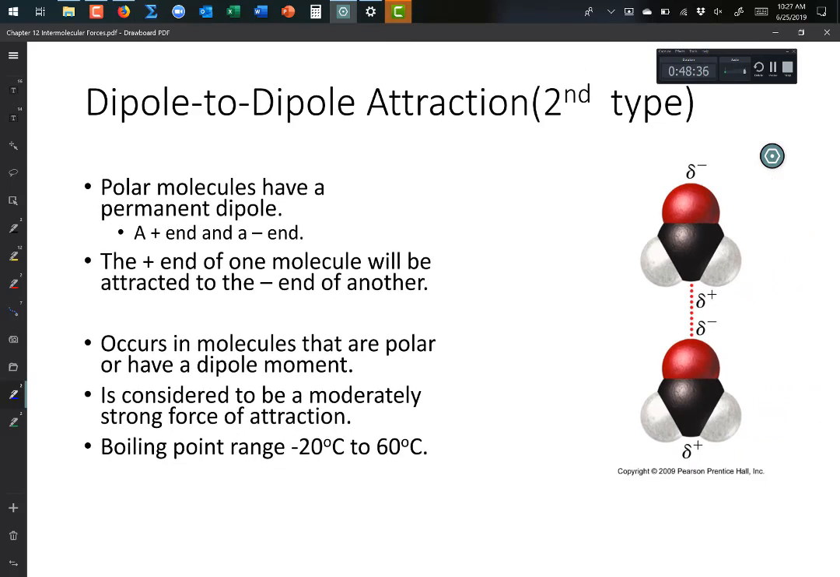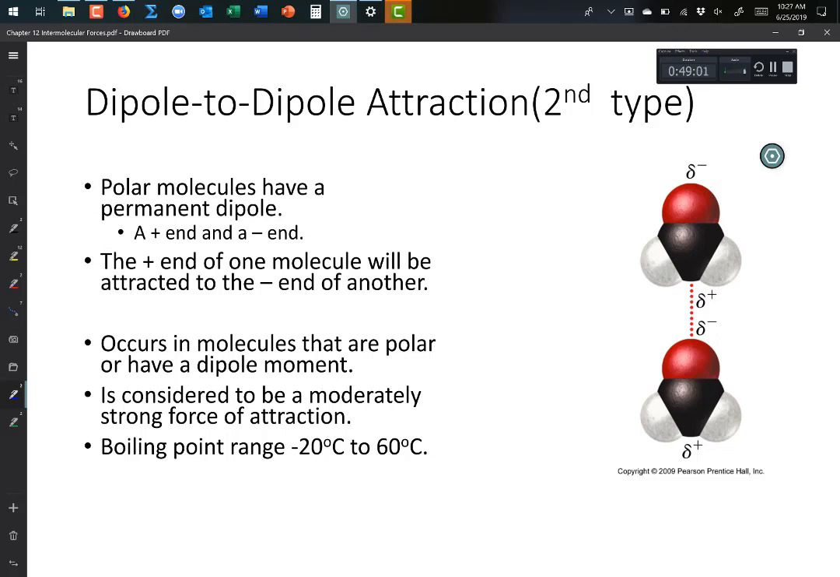The next type, so the induced dipole is the weakest kind. The second type of intermolecular force is the next strongest kind. And that only exists in molecules with dipoles. So one of the things you're going to have to be able to do is know what the structure of a molecule is, and be able to tell whether it's polar or nonpolar.